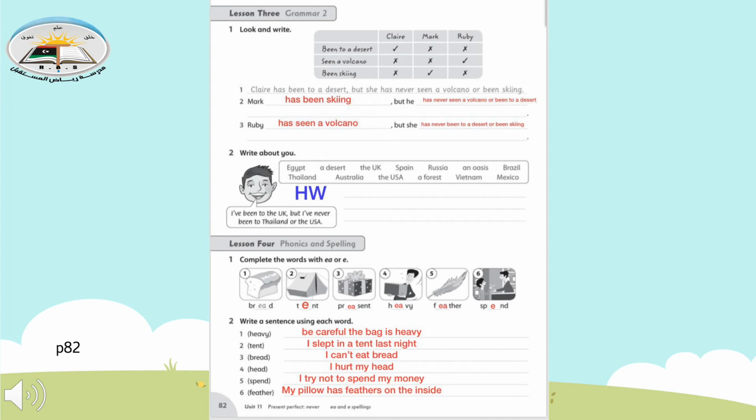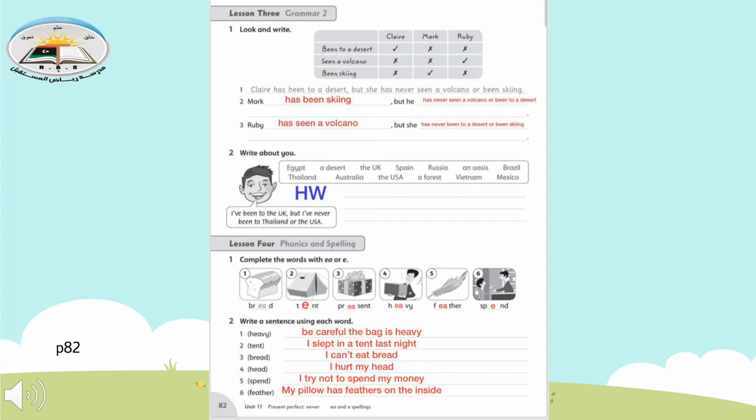Question number 2. Write a sentence using each word. Number 1, we have heavy. The sentence: "Be careful, the bag is heavy." Number 2, we have tent. The sentence: "I slept in a tent last night." Number 3, we have bread. The sentence: "I can't eat bread."